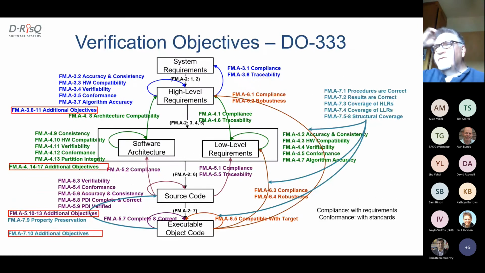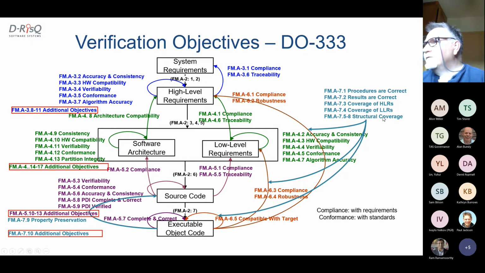So DO-333, which is the formal methods version of DO-178C, looks very much, and it should, the same as what I showed for DO-178C, because it appeals directly to text within DO-178C. So it's not doing anything different except for the testing approach. It's replacing testing by formal verification.